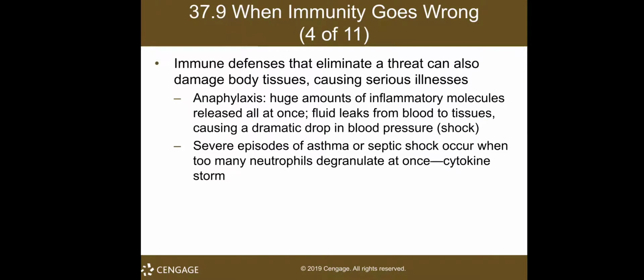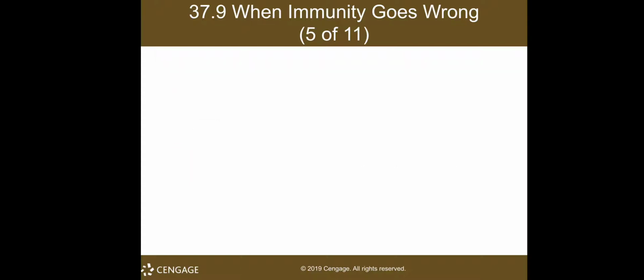So immune defenses that eliminate a threat can also damage body tissues, causing serious illnesses. You have anaphylaxis, where huge amounts of inflammatory molecules are released all at once. Fluid leaks from blood to tissues, causing a dramatic drop in blood pressure, and we call it anaphylactic shock, and people can actually die from it. Severe episodes of asthma or septic shock occur when too many neutrophils degranulate at once. This is called the cytokine storm, and this was observed in COVID patients. Sometimes it's not exactly COVID that kills you. What kills you is the cytokine storm, the very aggressive immune response against the virus.